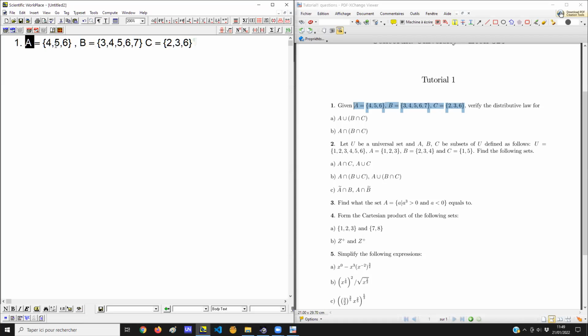So did anybody have a hard time with this one? Verify the distributive law. So I want here A union B intersection C. So who knows what I should be doing there if I'm telling you to verify the distributive law?